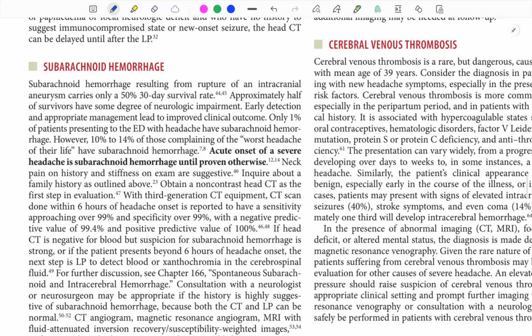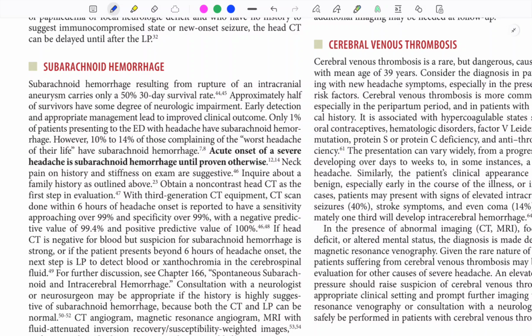Next is subarachnoid hemorrhage. So acute onset severe headache is SAH until proven otherwise. Repeat after me. Acute onset severe headache is SAH until proven otherwise.